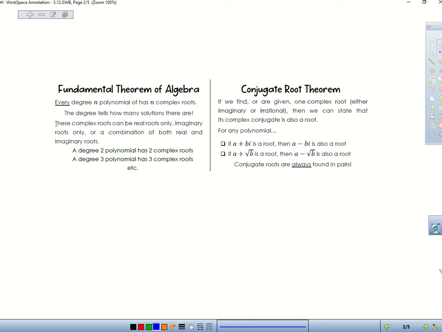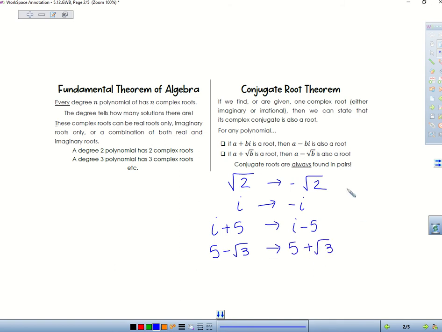It's always a little obscure to see it with a's and b's, so I want to show you a real life example of this. If they ever tell you that the square root of 2 is a root, then that means that negative square root of 2 is also a root. If they ever tell you that i is a root, then negative i is also a root. If they tell you that i plus 5 is a root, then i minus 5 is a root. And if they ever tell you something like 5 minus the square root of 3 is a root, then 5 plus the square root of 3 is a root. These are what we call conjugates, okay?